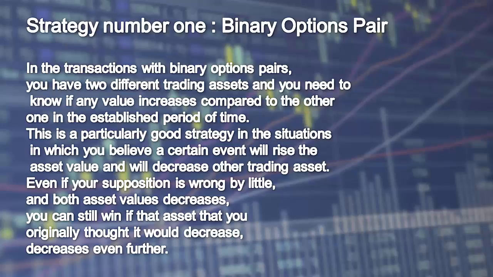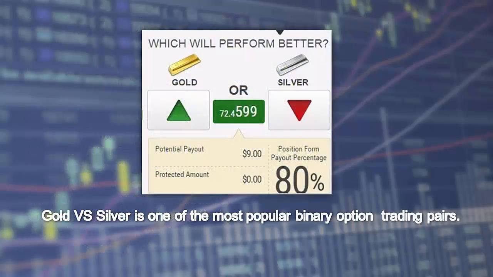This is a particularly good strategy in situations in which you believe a certain event will raise the value of one asset and decrease the other. Even if your supposition is wrong by a little, and both asset values decrease, you can still win if the asset that you originally thought would decrease falls even further. Gold versus silver is one of the most popular binary option trading pairs.